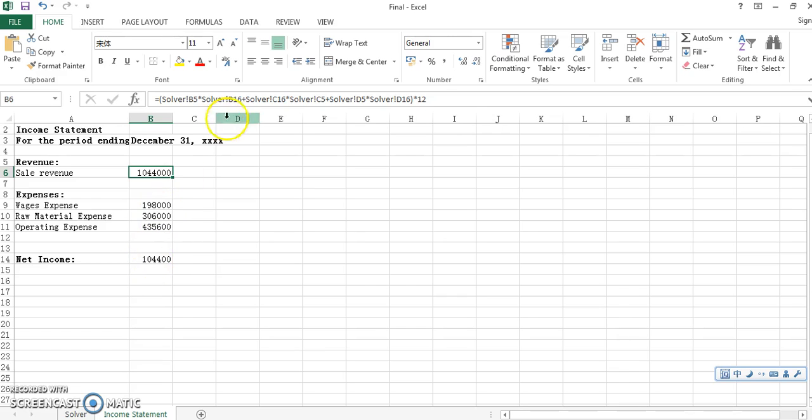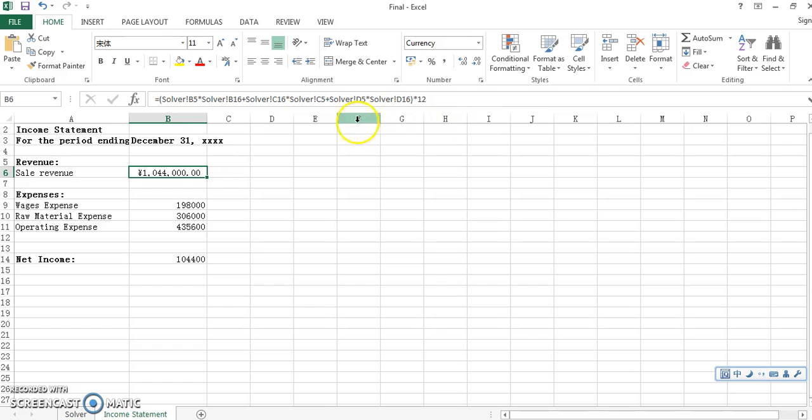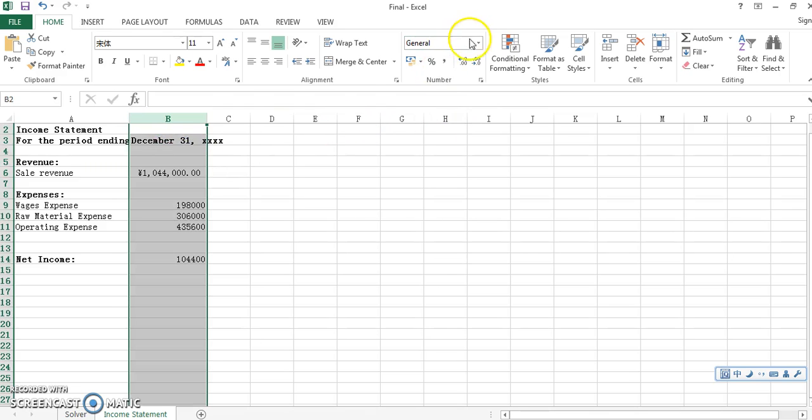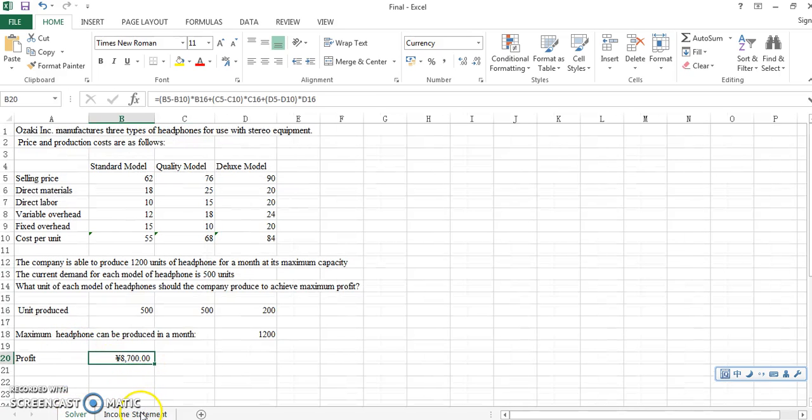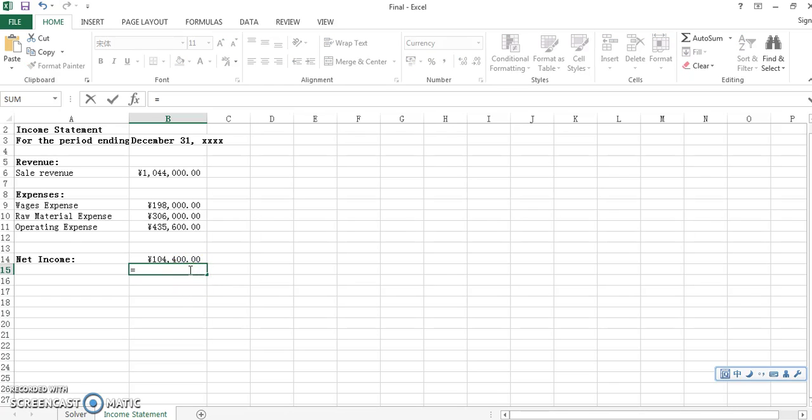So the company is able to make $104,400 per year, and this is equal to the monthly profit the company can generate, $8,700 times 12, which is the same amount here under net income.